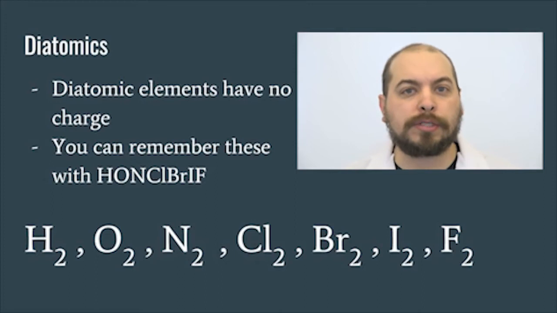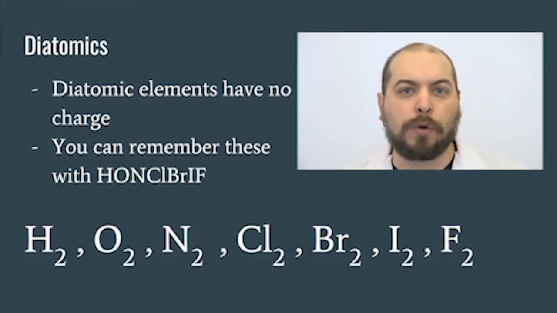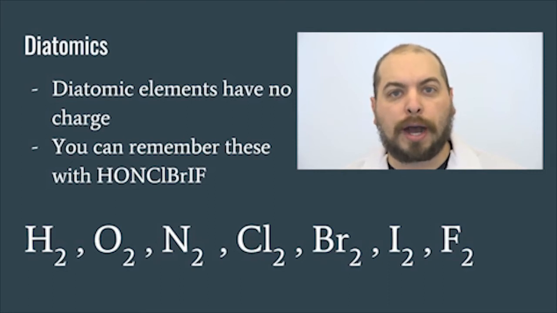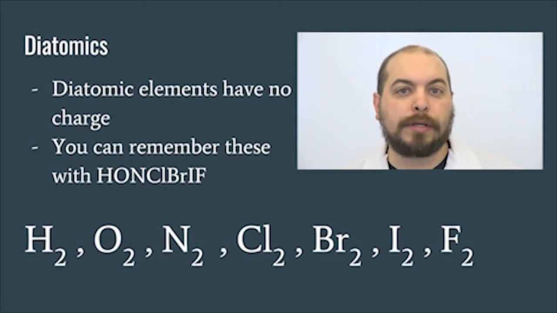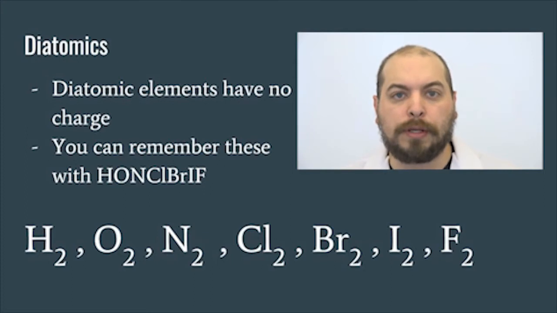The way I remember our 7 diatomics is with HONClBrIF: H for hydrogen, O for oxygen, N for nitrogen, Cl for chlorine, Br for bromine, I for iodine, and F for fluorine. These are our 7 diatomic elements. Because they are diatomic elements, we consider them to be in their elemental form when they are in their diatomic form. For instance, H2 is elemental hydrogen.